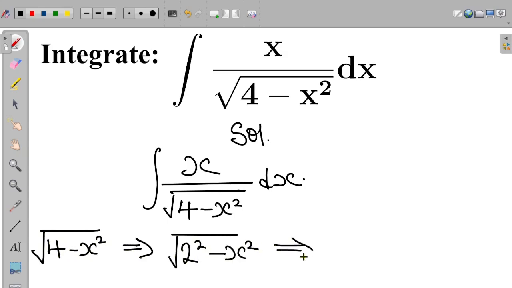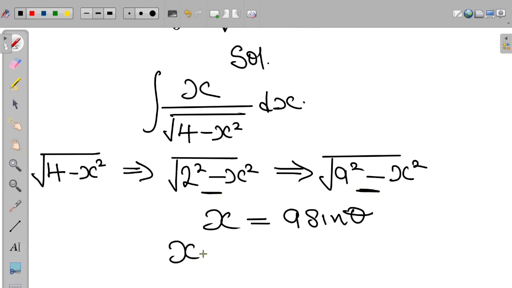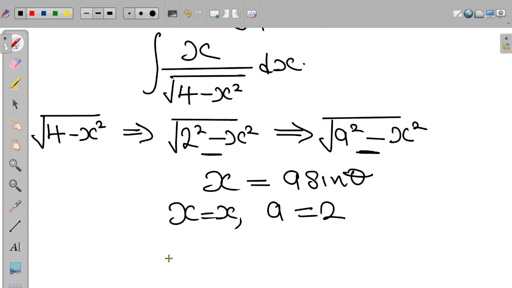And this has taken the form of root a squared minus x squared. Thus, by trig substitution, x will now be equal to a sine theta. If you compare the two expressions, you will find that x is equal to x, and a is equal to 2. Thus, we can write that x is equal to 2 sine theta.